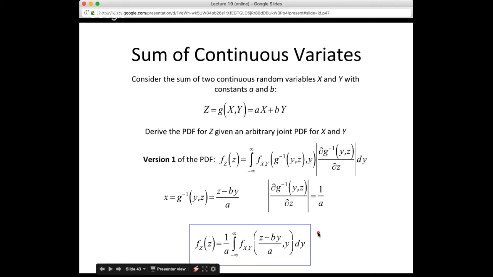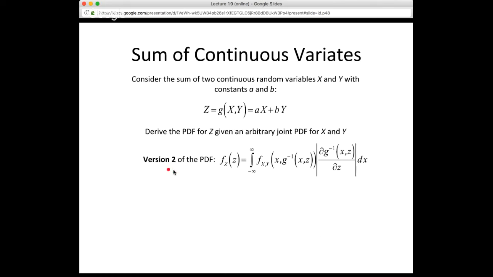All right, so likewise, we could have gone with version 2 of the PDF. Remember, these are all equivalent, just different ways of writing the same thing. In that case, we're solving for y in terms of the inverse function acted on x and z. We need to determine what that g inverse function is in terms of x and z, and that's obtained by solving for y. We can see that it's going to be z minus ax divided by b. And there you go.